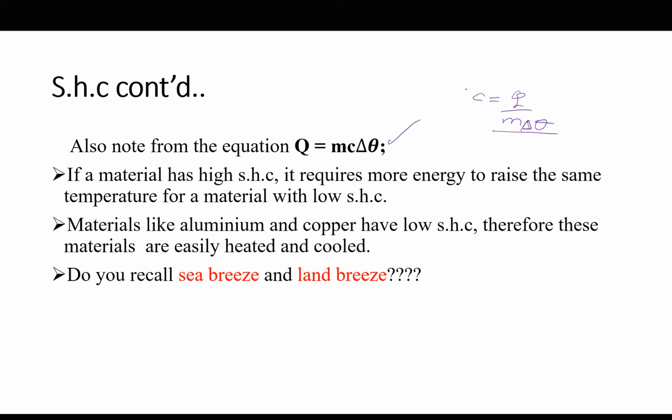If a material has a high specific heat capacity, that is a high value of C, what does that mean? It requires more energy to raise the temperature than a material with low specific heat capacity. If a substance has a high specific heat capacity, it requires more energy to cause the same temperature rise as a material with low specific heat capacity.